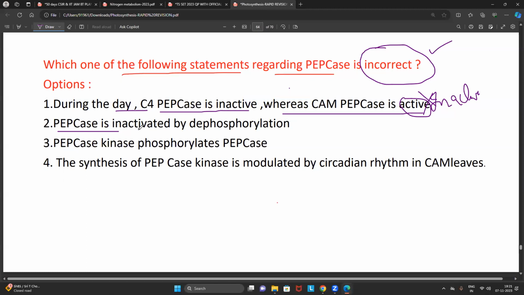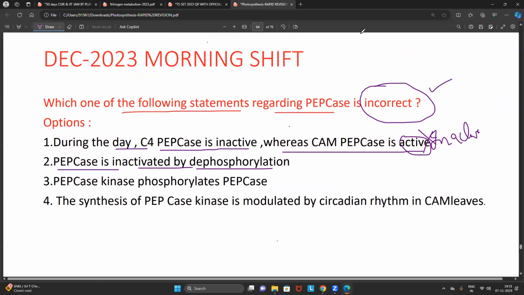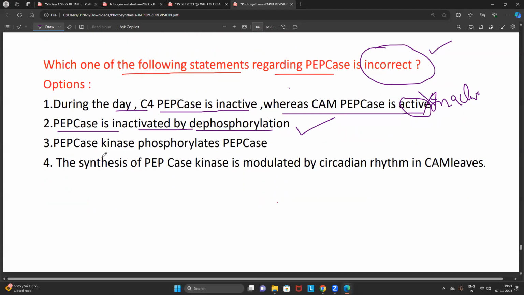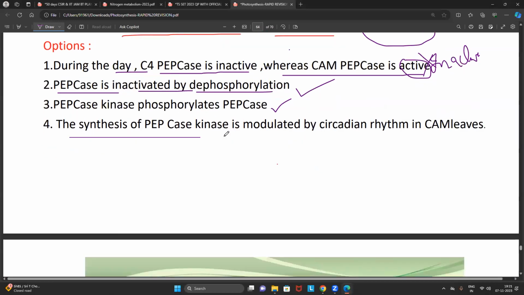Now, PEP carboxylase is inactivated by dephosphorylation. That is a true statement. Yes, PEP carboxylase kinase phosphorylates the PEP carboxylase. Very correct. Statement 3 is also absolutely correct. Now all the students look into the fourth statement.